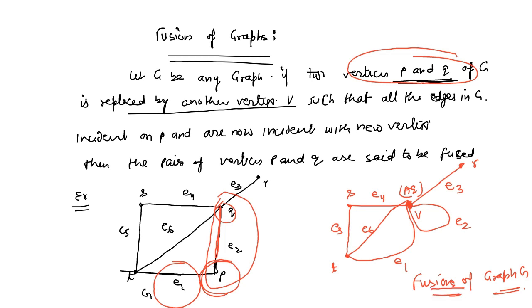Because the degrees are the same, we know that the degree of graph G is equal to the degree of the fused graph G. We calculate the degree of graph G on the basis of the number of edges, twice the number of edges.